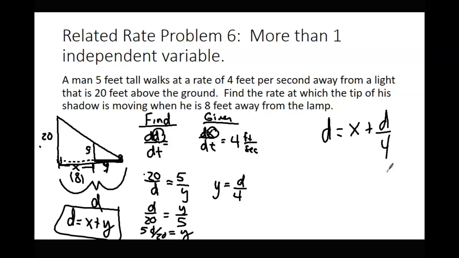Oh, no, not necessarily. The reason why is because those aren't matching pieces. X is just this piece, right? But y is like the whole base of the triangle. The whole base is d. So we would match y to d, not y to x. Jennifer. Now we would differentiate.